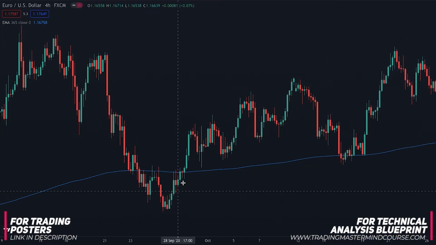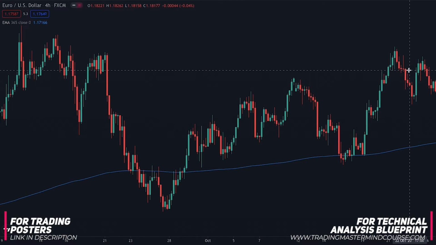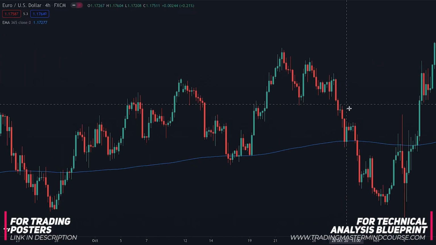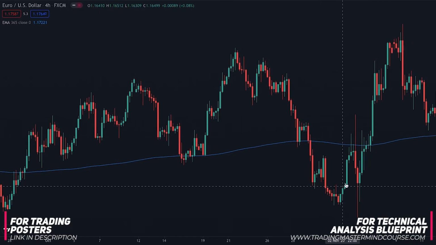Now that we have had a break to the upside and a retest confirming a buy, we are now looking for a break to the downside and a retest confirming a sell, which, as you can see, we have here. Here is our break to the downside. From here, we are looking for a retest signal to sell. And as you can see, pins to the 365 moving average confirm a sell for us.